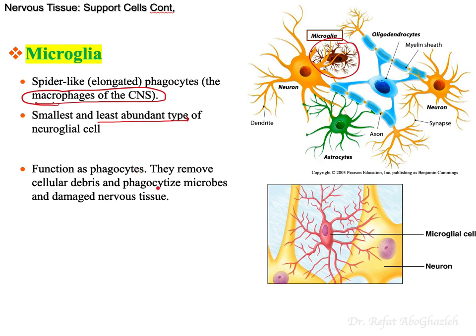Anyway, the main function, they work as phagocytes, in which they remove the cellular debris, for example, after neuronal damage or in one way or another. So they remove the cellular debris and phagocytize the microbes and damaged nervous tissue. So they are really active all the way, and especially during neuronal damage.